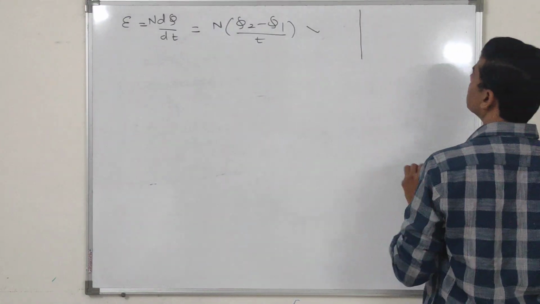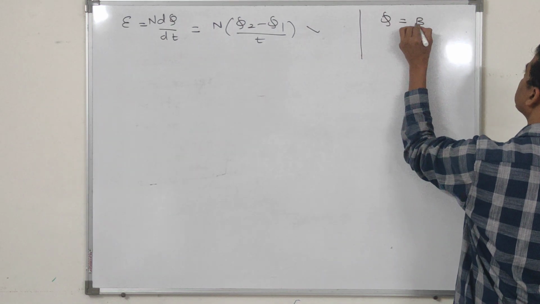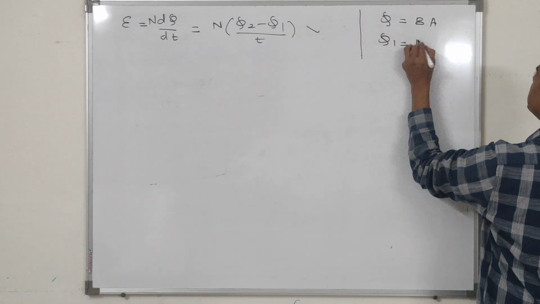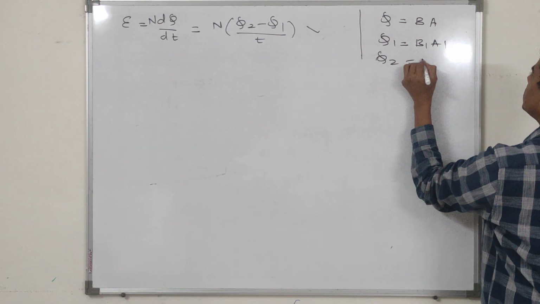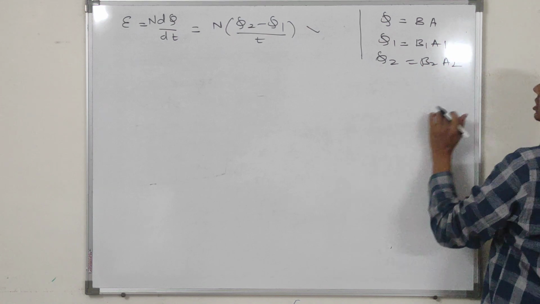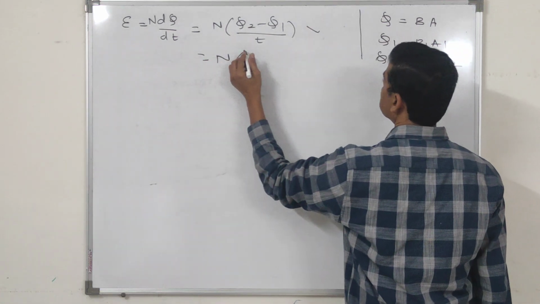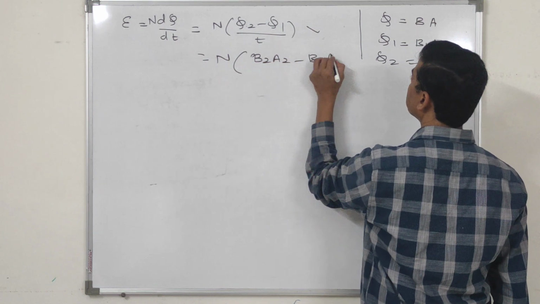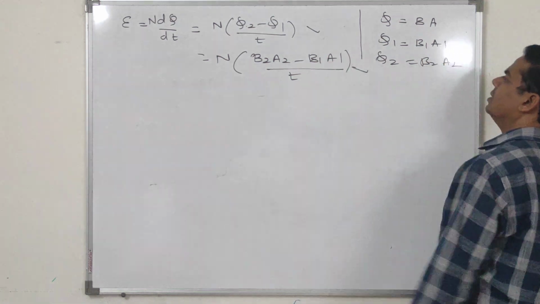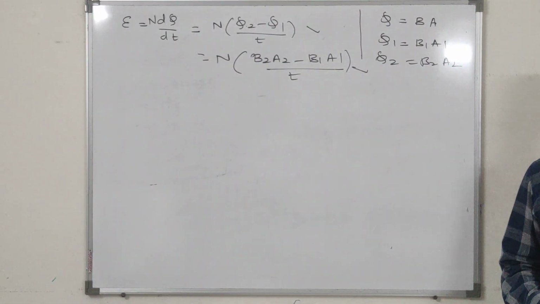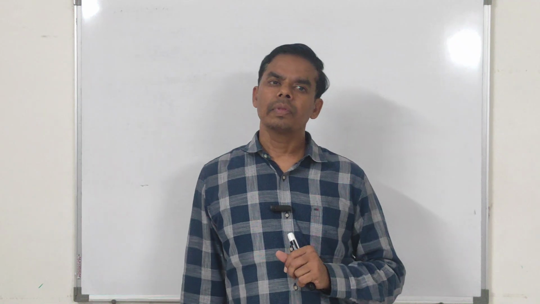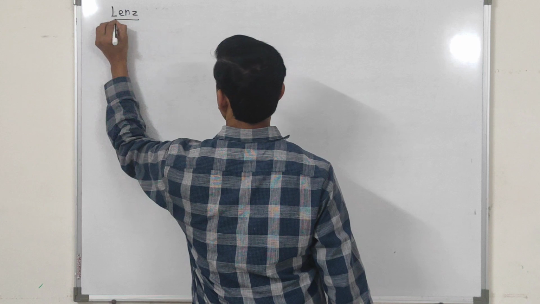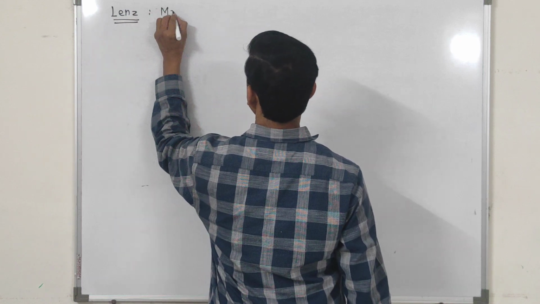Also, we are aware of the fact that magnetic flux is equal to magnetic induction into area. So suppose phi 1 is equal to B1 A1 and phi 2 is equal to B2 A2, that is, magnetic induction into area of the coil. Then we will modify this formula as B2 A2 minus B1 A1 upon t. So this is the general formula for Faraday's law of electromagnetic induction. Now, the scientist Lenz modified this for Faraday's law.